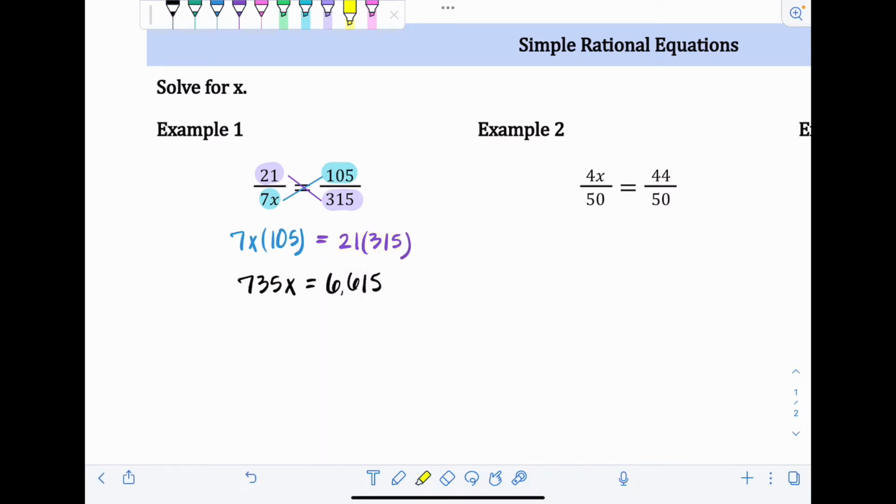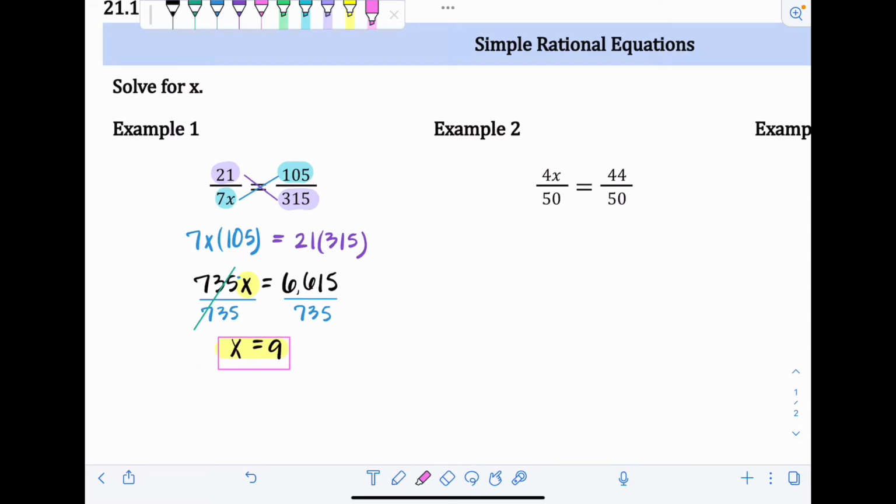Now my goal is to solve for x, so I just want to get x isolated. I have a 735 that is being multiplied by the x, so to undo multiplication, we divide both sides by 735. So 735 divided by 735 is 1, so that cancels itself out, and I'm left with just x is equal to 6,615 divided by 735, that is 9. So I'm left with x equals 9 as my final answer.